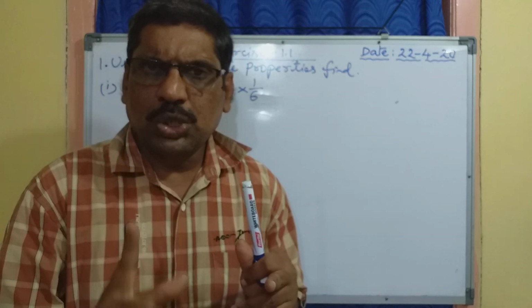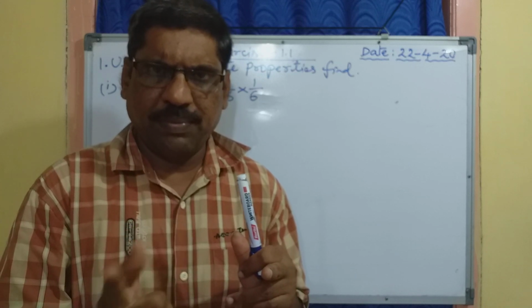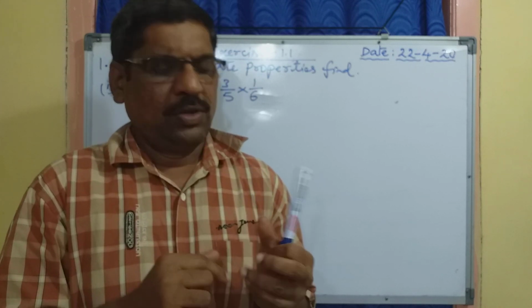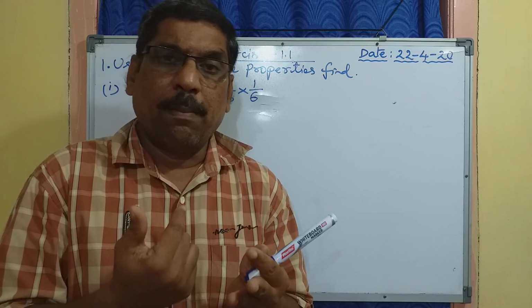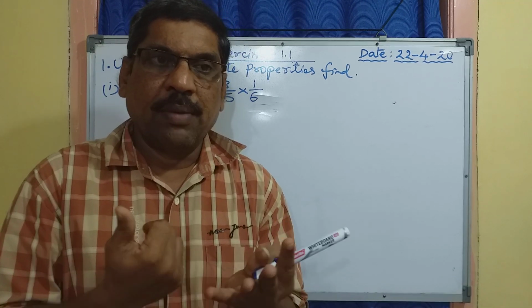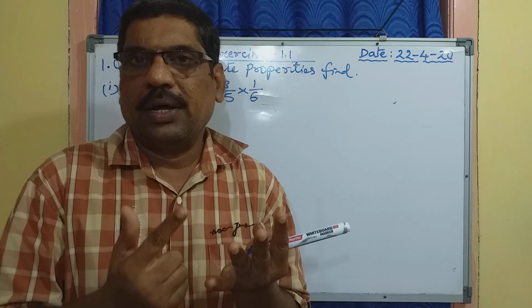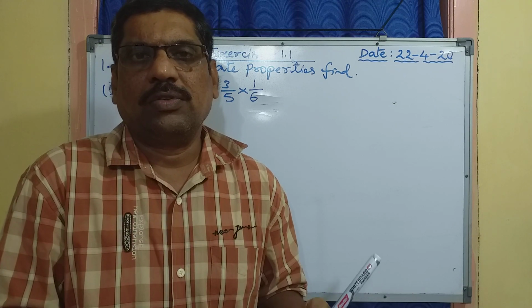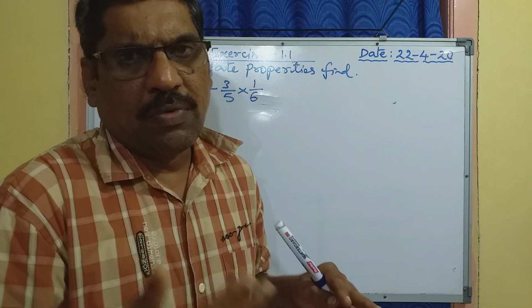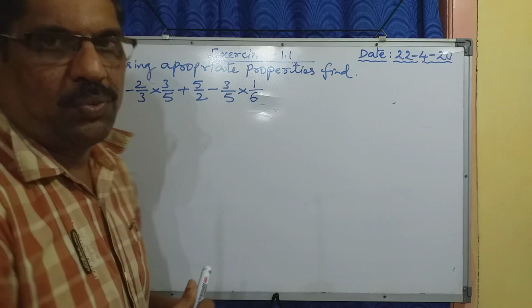I hope everyone understood the properties which we have discussed in the previous class. So they are closure property, associative property, commutative property, multiplicative inverse, additive inverse, multiplicative identity and additive identity. By using all those properties, we are going to do the problems from exercise 1.1.